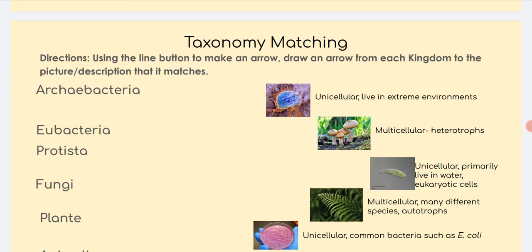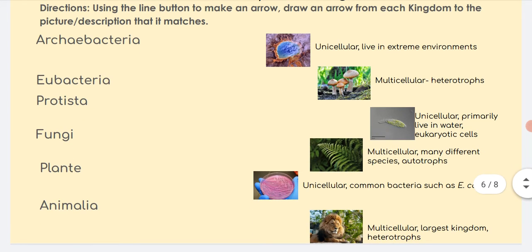So here it wants you to match the species with their correct kingdom here. So for example, this first one is unicellular. It lives in extreme environments. This would be our archaebacteria, or ancient bacteria, because they only survive in those extreme environments like existed in ancient times before the earth was fully formed like it is today. Although they're still around, they live in places like volcanic hot springs and places you wouldn't expect anything to live.